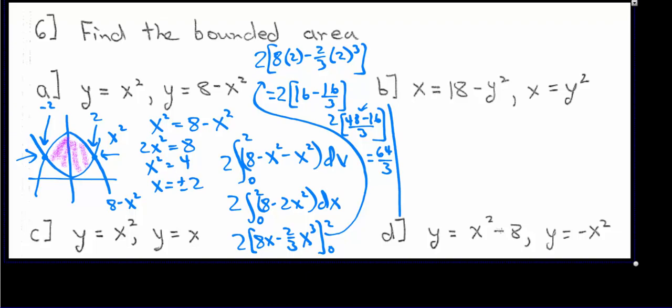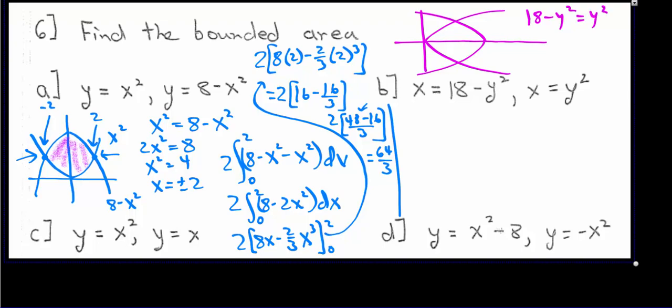Okay, now this next one I threw in is opening left and right instead of up and down. We've got this function, x equals y squared. And then we've got this one, which is 18 minus y squared. So we're going to be integrating with respect to y. I set these equal: 18 minus y squared equals y squared, and I get y equals plus or minus 3.